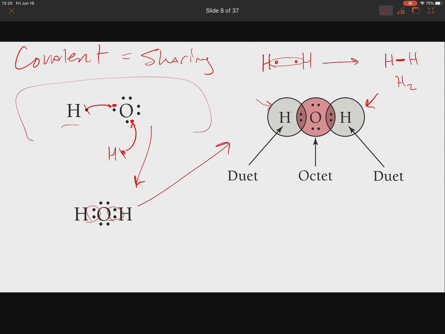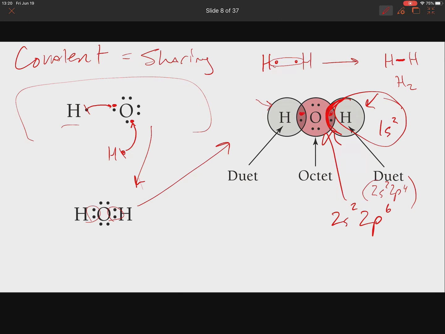Now for hydrogen, it's happy to only have two electrons because it only has a 1s shell that it needs to fill, and this satisfies that. For the oxygen, this has the 2s, 2p, 6 shells that it's filling, and it's normally 2s, 2p4. So by gaining two extra electrons, or being allowed to share them with the hydrogens, it's able to attain the electron configuration that it wants.